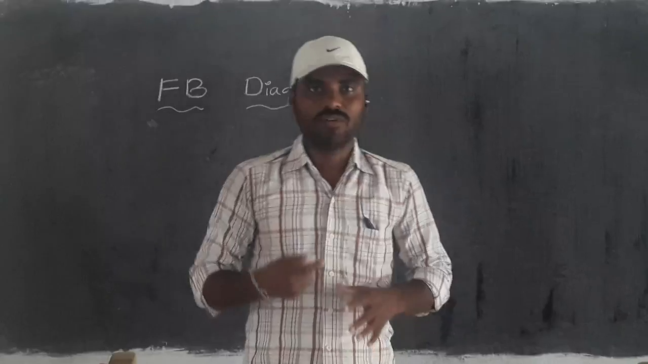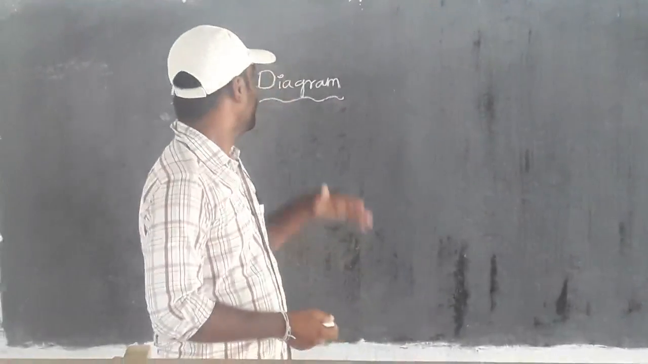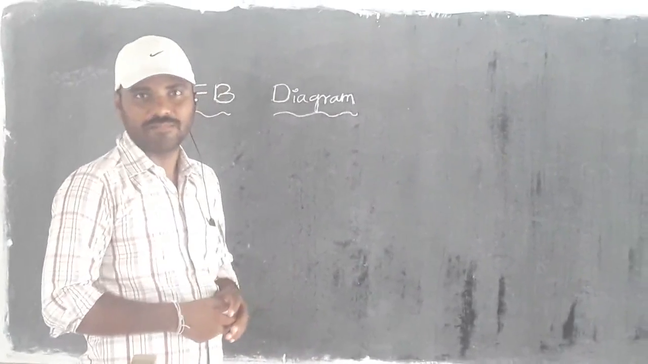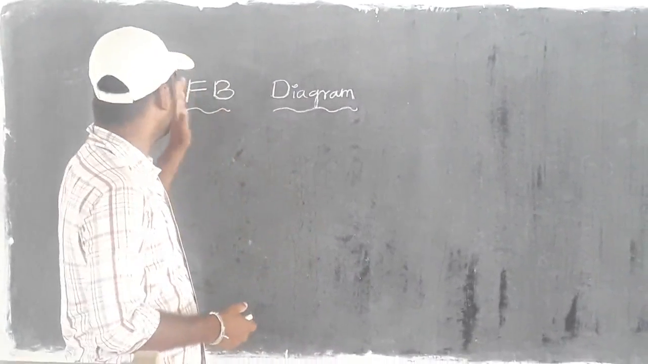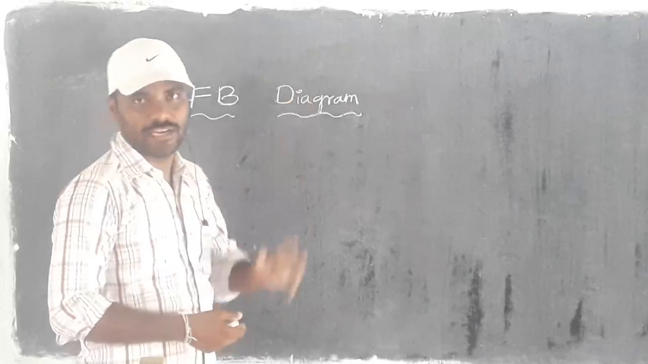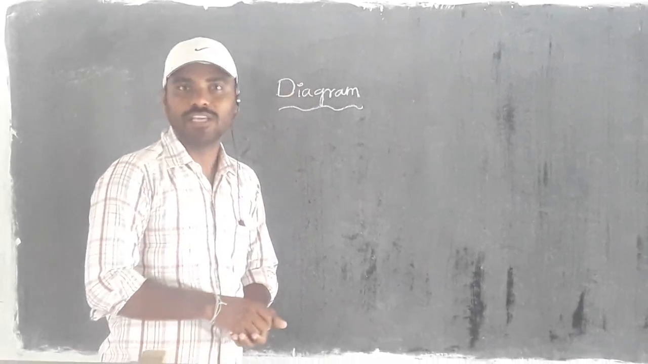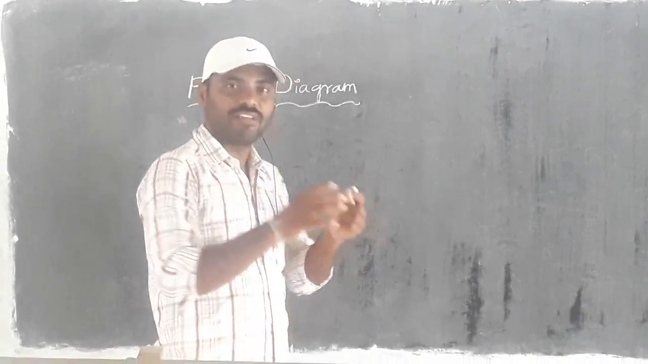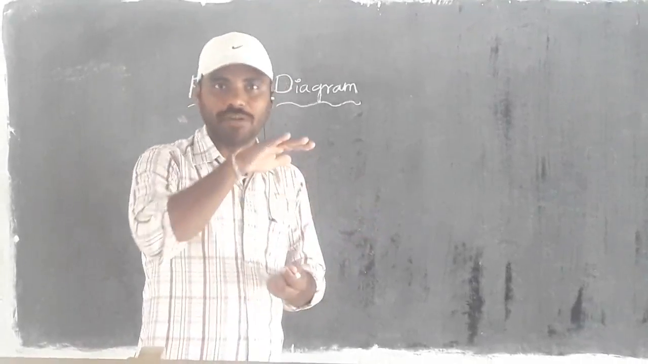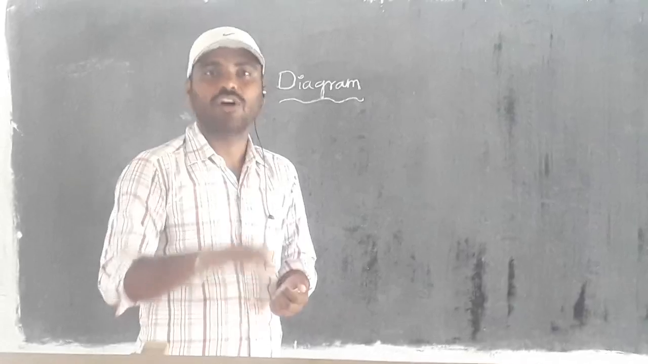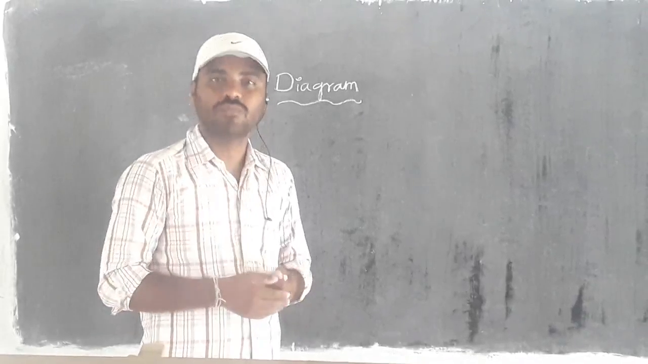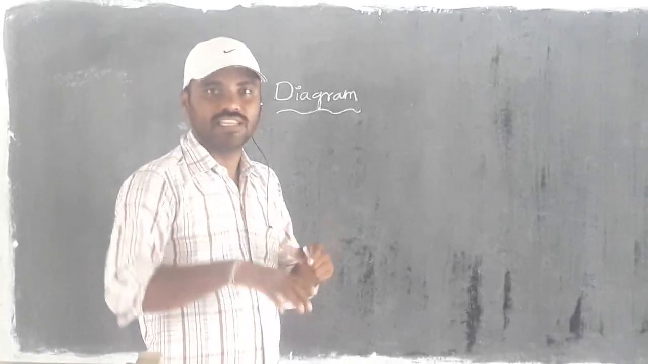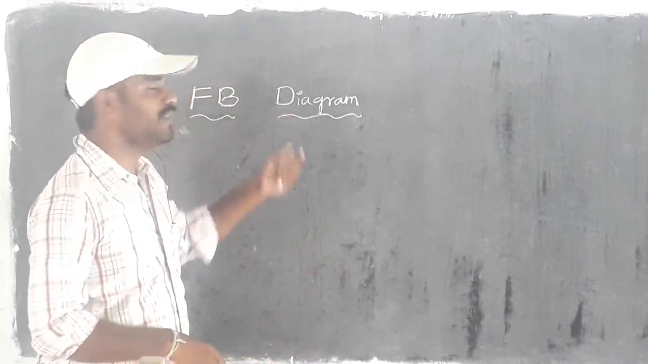Okay? Now we are going to discuss the FBD diagram. What is meant by FBD diagram? Simply we call it the free body diagram. That indicates, if you take any material on a particular surface or on the floor, what forces are present, you get that information from the FBD diagram.